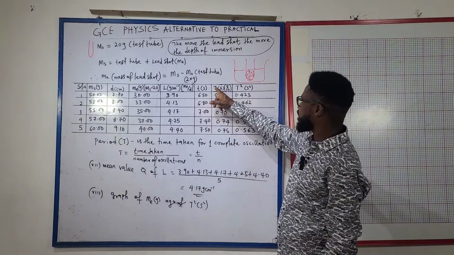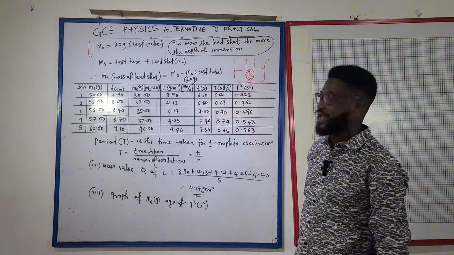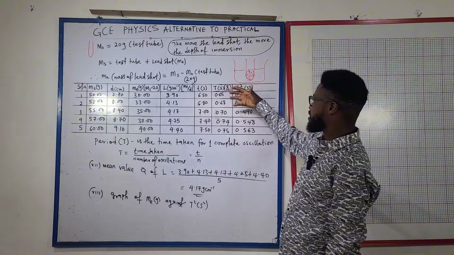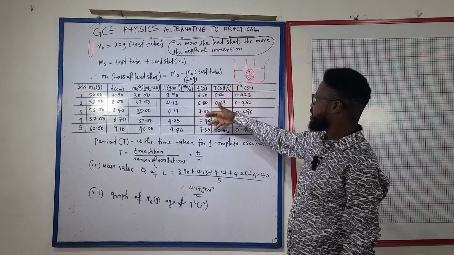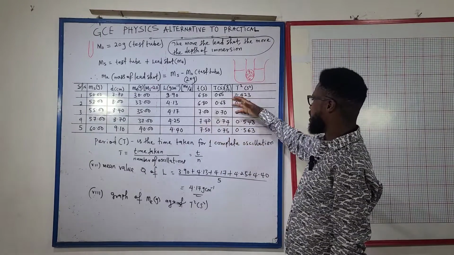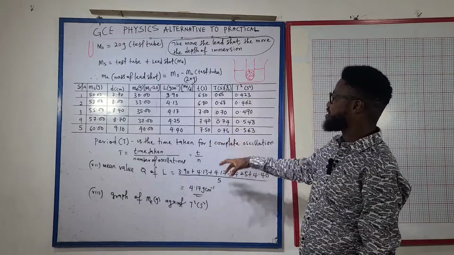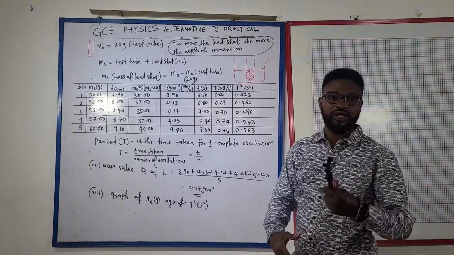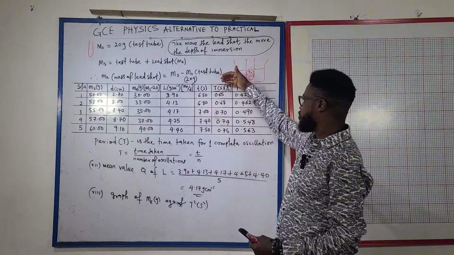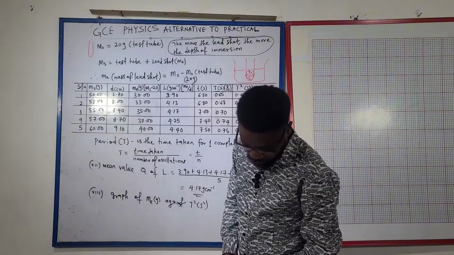The period is in seconds, and that will be the total time divided by the number of oscillations, which is 10. So 6.50 divided by 10, 0.65. 6.8 divided by 10, 0.68. 7 divided by 10, 0.7. 7.40 divided by 10, 0.74. 7.5 divided by 10, 0.75, all to 2 decimal places. And of course, the period is in seconds. The seconds covers all of the readings. That is on Roman figure 4.